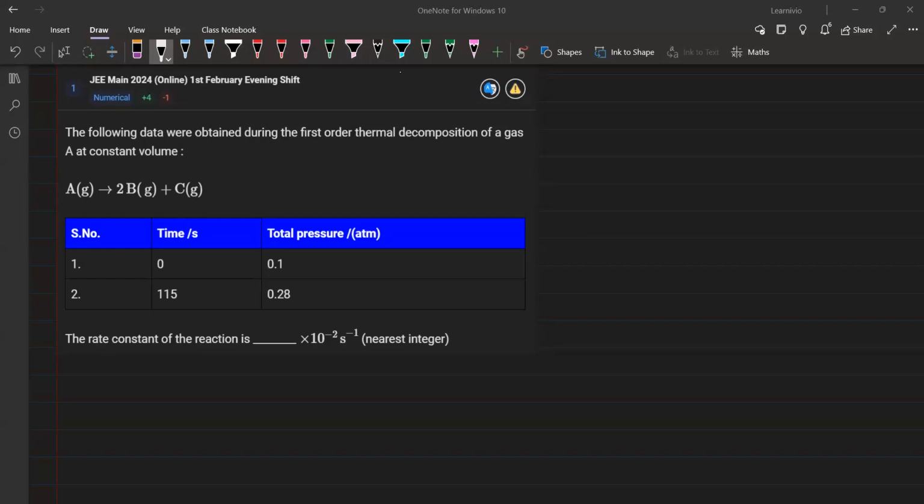Okay. The following data were obtained during the first order thermal decomposition of a gas at a constant volume. So this is the pressure at time 0, and this is the total pressure. They are asking for the rate constant. The first one is the initial pressure, right? Yes, sir.